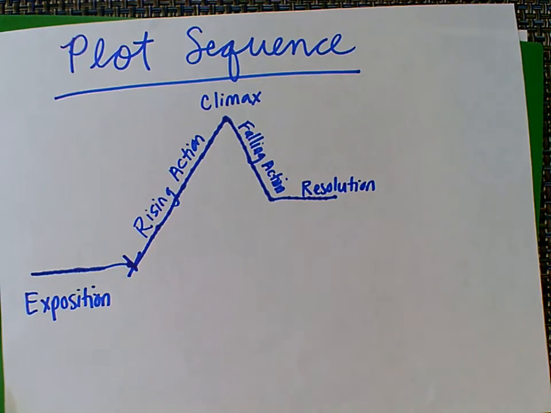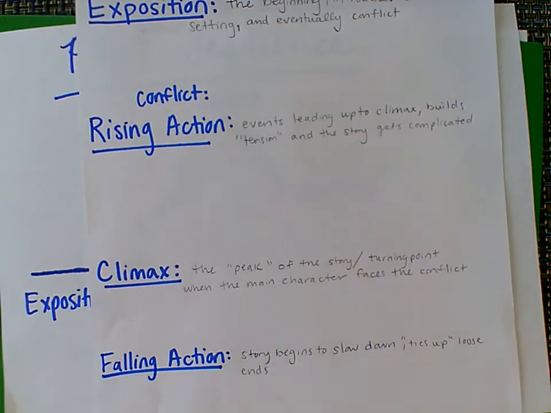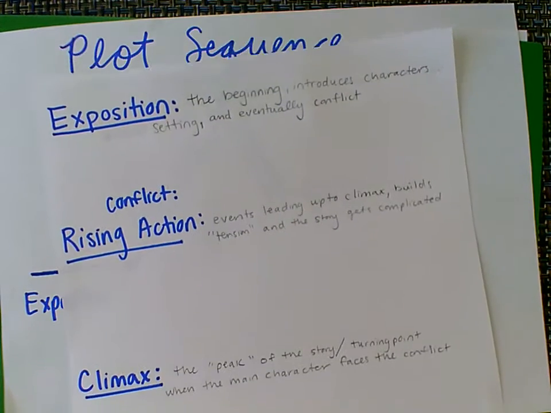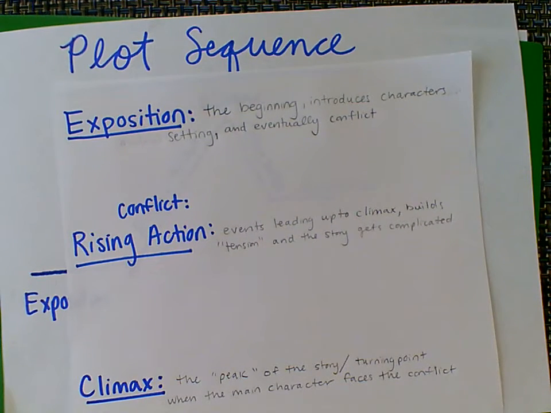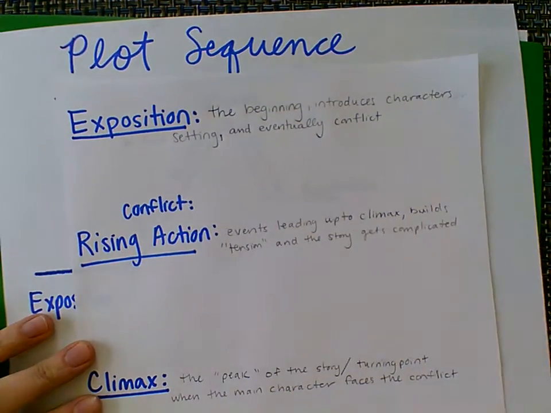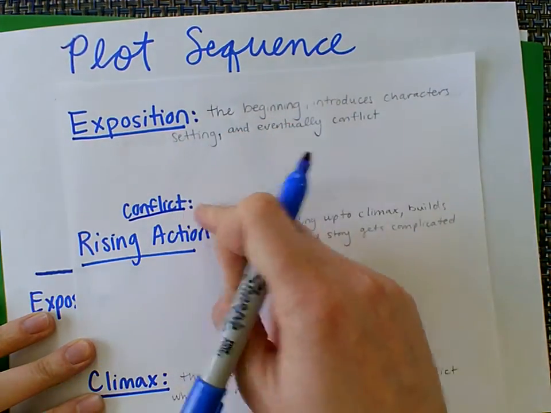Now, it's important when writing your own story to think through, what do I want to happen in my exposition, the beginning? How do I want people to be introduced to the characters? How can I describe the setting? And then how will the conflict of the story be revealed? Got to remember the conflict when writing the exposition.